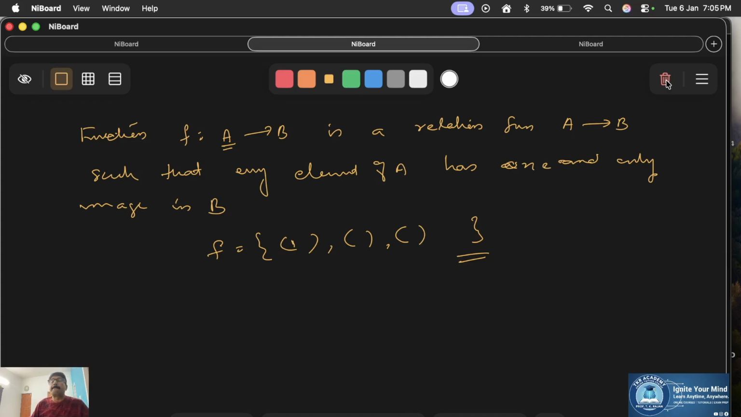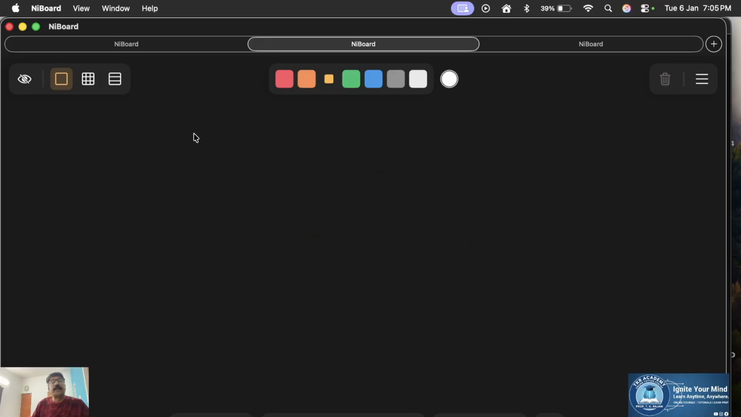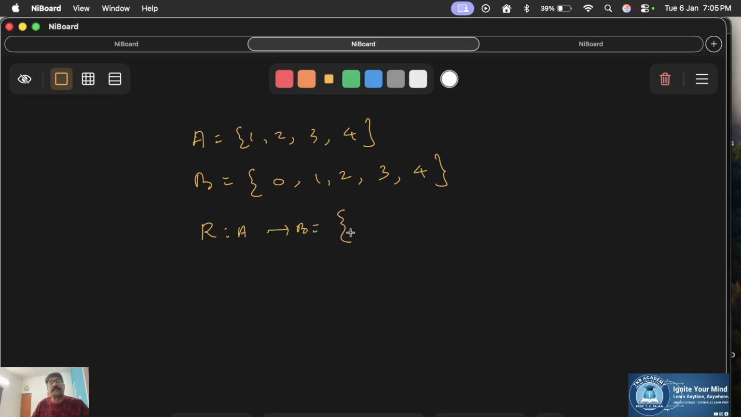Now let us see some more examples. I am writing A equal to {1, 2, 3, 4} and B equal to {0, 1, 2, 3, 4}. Then I am writing a relation from A to B which consists of the pairs (x, y) such that y equals x minus 1. Is this relation a function? Let this be R1.